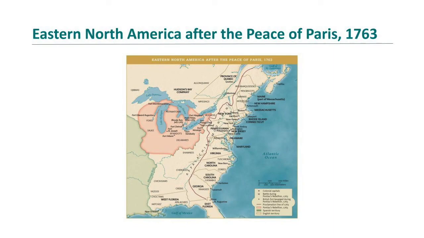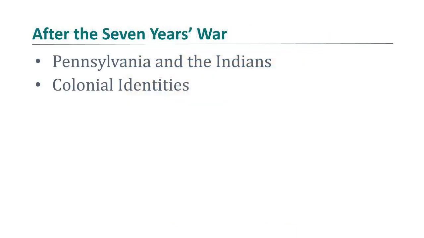The Peace of Paris, which ended the 7 Years' War, left all of North America east of the Mississippi in British hands, ending the French presence on the continent. The 7 Years' War changed all the American colonies, but none more so than Pennsylvania. The war shattered the rule of the old Quaker elite and ended their policy of accommodating the Indians.